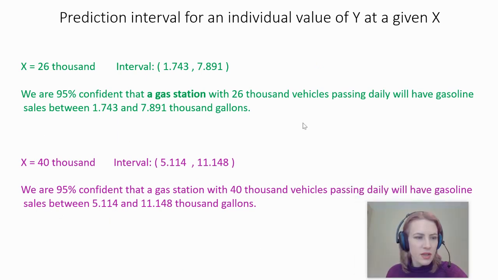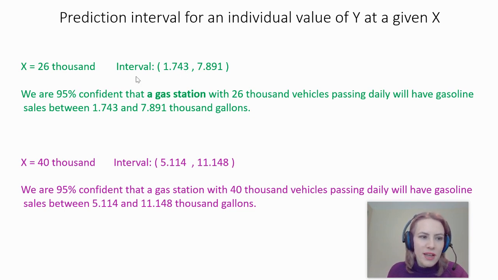So here are those intervals. I grabbed the numbers that we just saw a moment ago on the spreadsheet. This time our interpretation is going to reflect the fact that this is where we think an individual gas station is going to be. So you shouldn't use the word mean at all, or average. This is the one case where we actually do want to focus on a single individual.